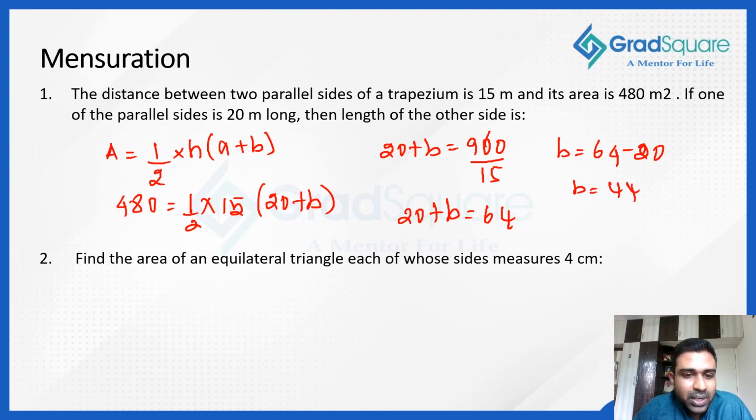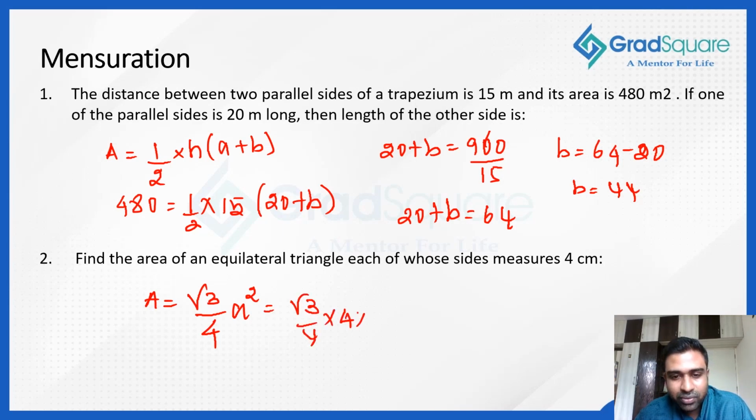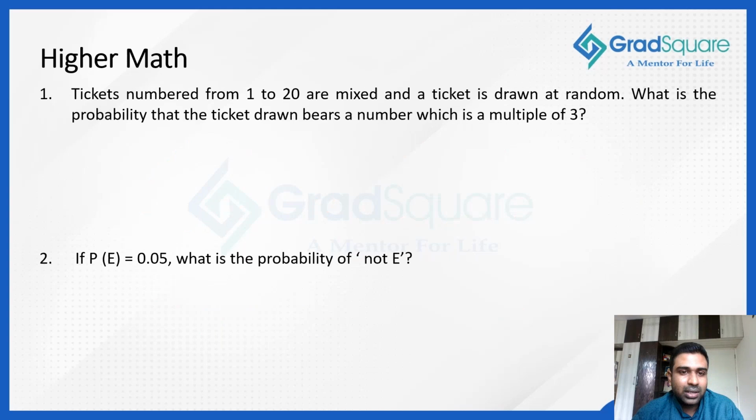And the next one, find the area of equilateral triangle, each of whose sides measures 4 cm. Again a direct application of formula question. So area of equilateral triangle is given by root 3 by 4 a square, where a is the side and the value of a is given in the question as 4. So substituting in the given formula, I am able to get the value of area of equilateral triangle as 4 root 3 centimeter square.